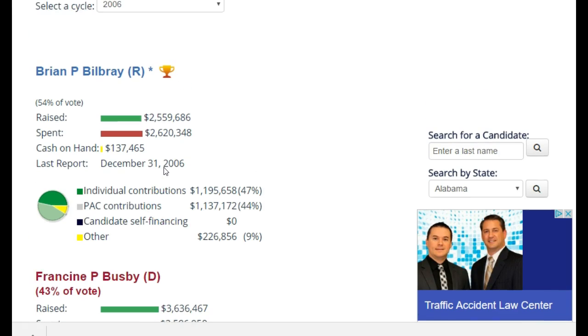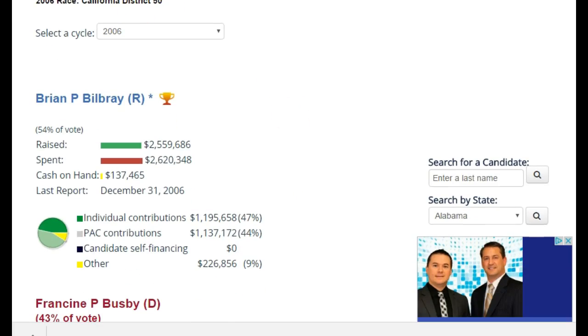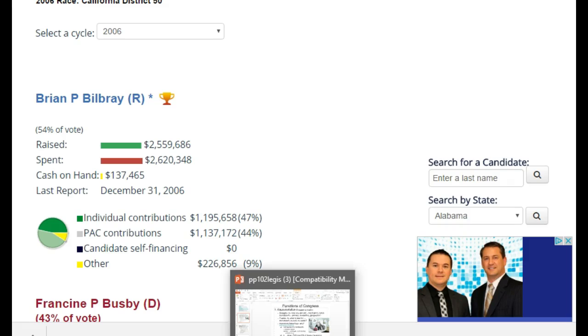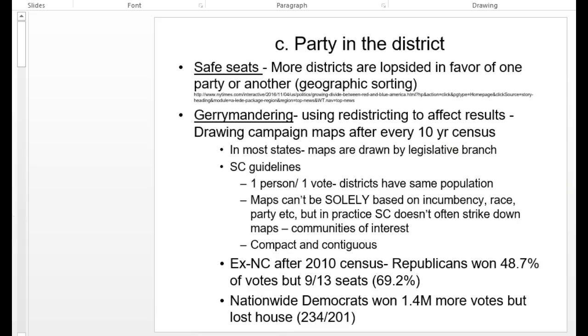Well, this district was the 50th in that year. It ran from Mesa College up through Camp Pendleton and a little bit north of that. So it included North County Coastal and a little bit inland. And if you're familiar with that area, it's a heavily Republican area. And so the third reason here is party in the district, right? So in that district, it was so overwhelmingly Republican that any Democrat was going to have a very hard time winning. And so we want to spend a little bit of time talking about party in the district.